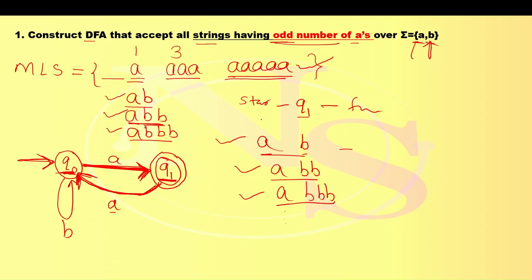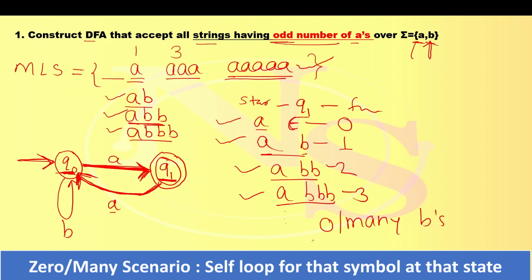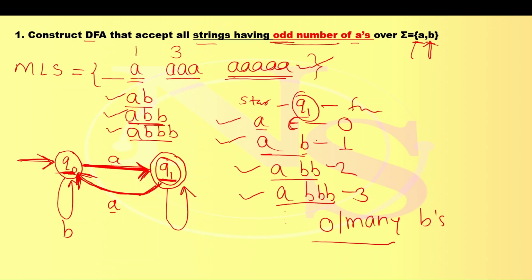If no B is coming, only A is coming and B will be 0, that is epsilon. Epsilon contains no B's. Is this a valid string? Yes, the number of A is 1, so an odd number of A's. It means Q1 is looking for transitions for 1 B, or 2, or 3, or 0 B's. It means Q1 is looking for 0 or many B's. Hence, as there is 0 or many, you can give the self loop at the state Q1. For which symbol? For symbol B. In this way, you can make Q1 deterministic.